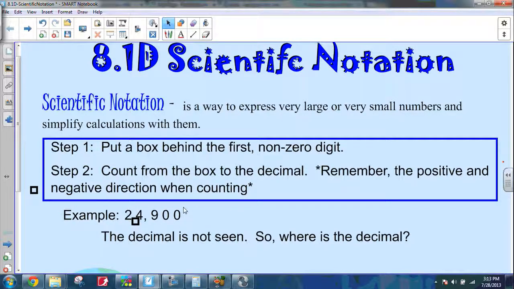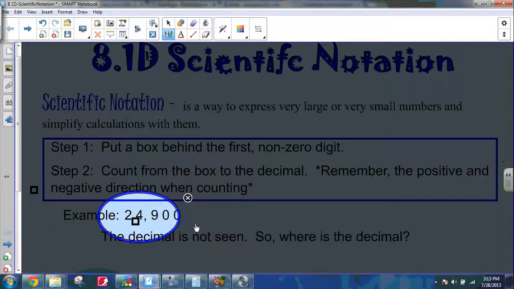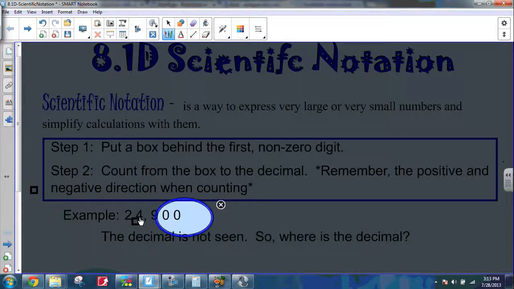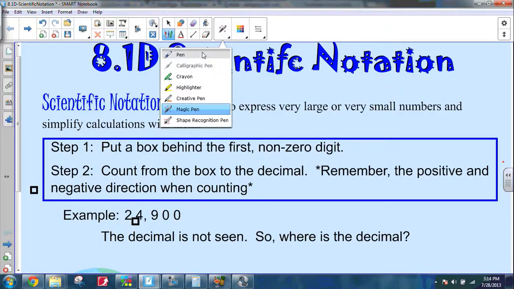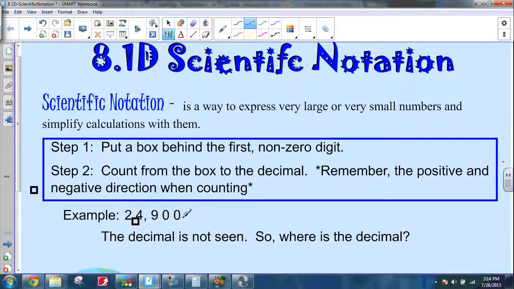Now, the second step says to count from the box to the decimal. Remember the positive and negative directions when counting. But when we look at this number, you might not see the decimal. If you don't see a decimal, then you have to remember that it's hiding, and it's always hiding behind the last digit. So we'll go ahead and mark it so that we'll know where it is. So now we must count from the box to the decimal. Note we're going in a positive direction. So positive 1, positive 2, positive 3, positive 4.